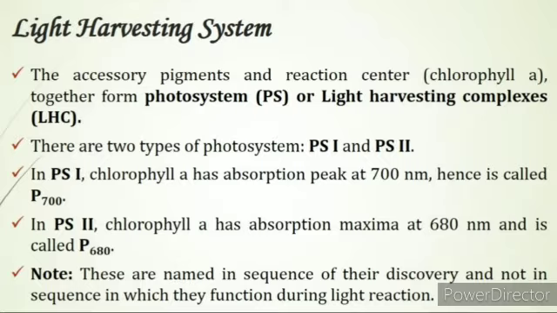There are two types of photosystem, PS1 and PS2, that is the photosystem 1 and photosystem 2. In PS1, chlorophyll A has an absorption peak at 700 nanometer, hence it is called P700. In PS2, chlorophyll A has an absorption maximum at 680 nanometer and is called P680. These are named in sequence of their discovery and not in the sequence in which they function during light reaction.